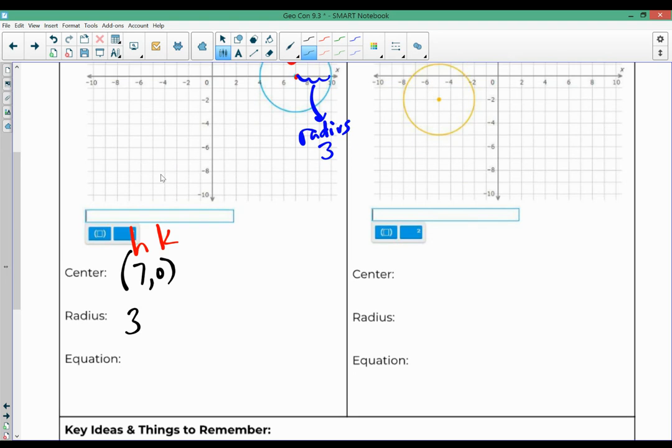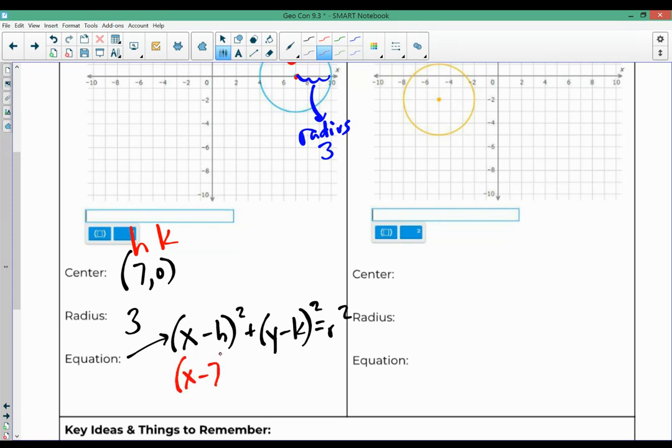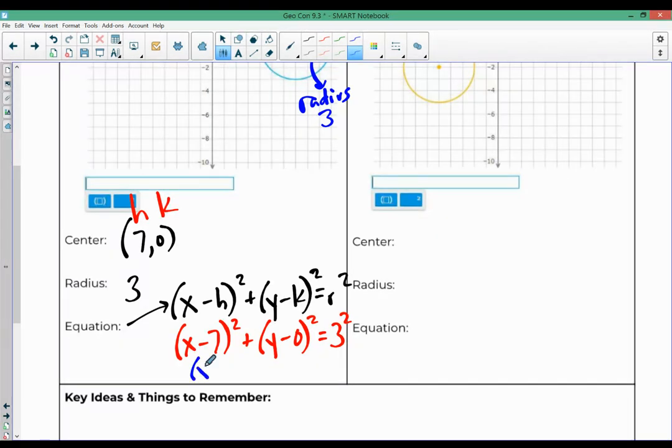And then our equation. So standard form again. Just keep writing it so we get used to it. So this will be (x minus 7) squared plus (y minus 0) squared equals 3 squared. Now we clean it up. (x minus 7) squared plus, since y didn't change at all, we can leave that y squared equals 9.